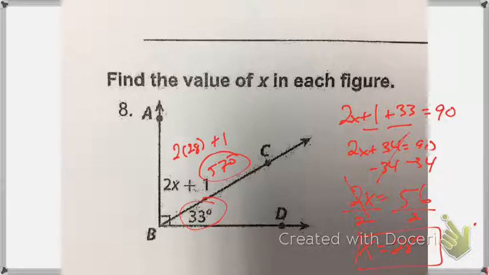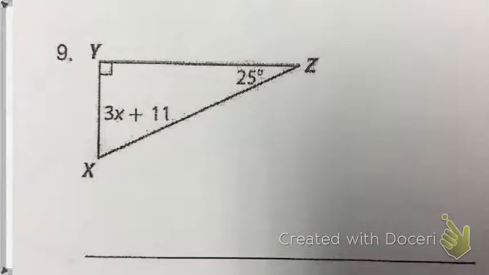All right, let's look at another one. So I'm checking this out. What do I know about this? That's what I'm always going to start with, what do I know? There's a right angle right here. So if it's a triangle, it has to equal how many degrees?